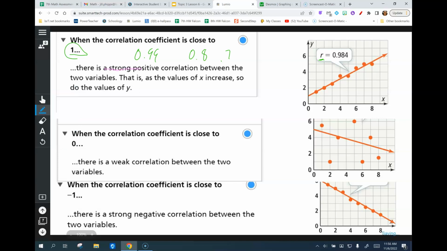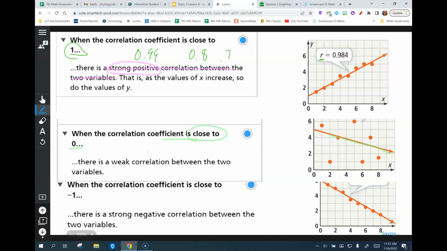It is a strong positive correlation between the two variables. So this is strong positive, okay? When we go to the next one and look at this graph, you can see that it's pretty weak because there's hardly any association. If I draw a line right here, it's still not going to be too strong. So this means my correlation coefficient is close to 0.